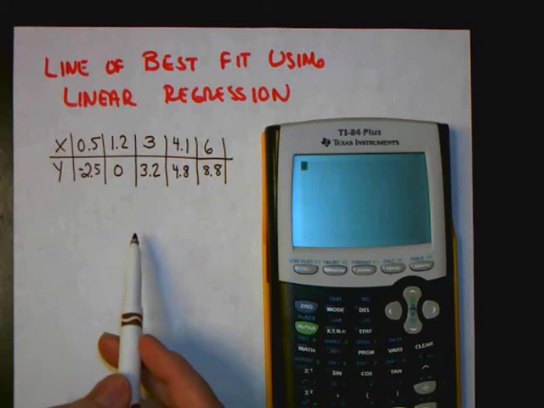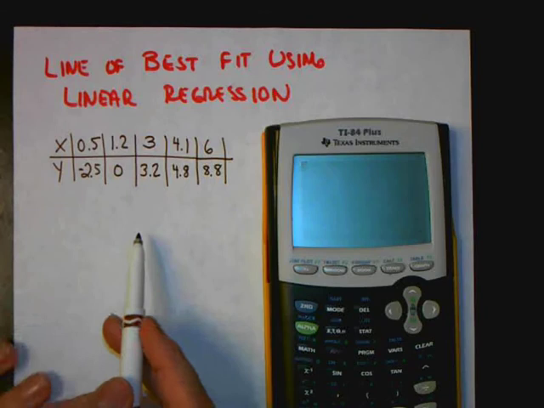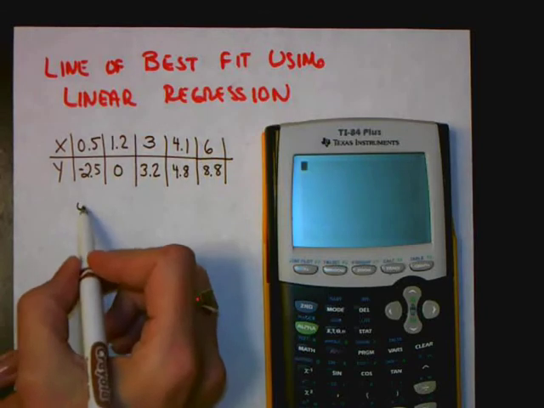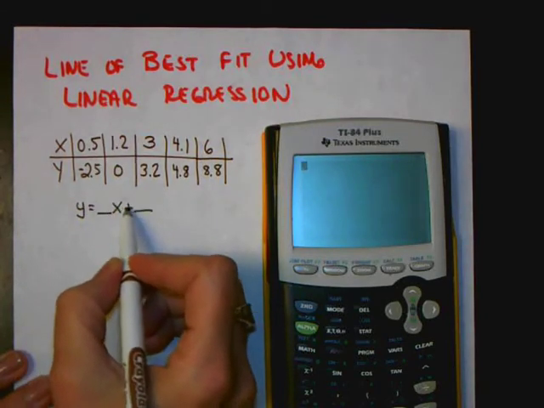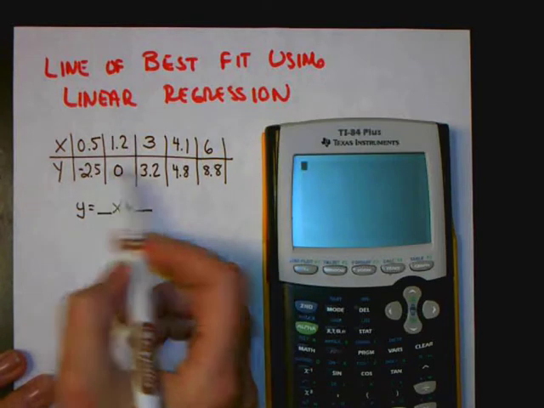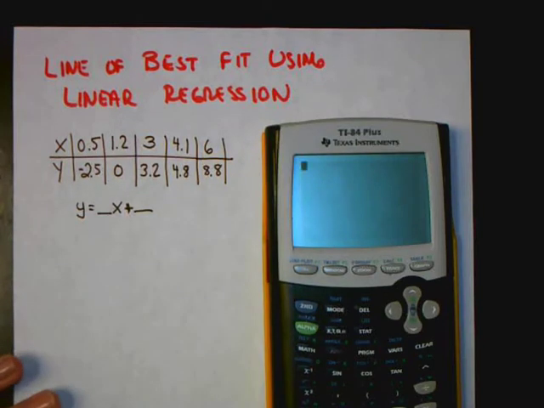And so we want to find the line that does the best job of approximately going through this set of data. In other words, we want to find out what is the slope and the y-intercept of a line that does the best possible job of fitting this data. And our calculator can help us with that.